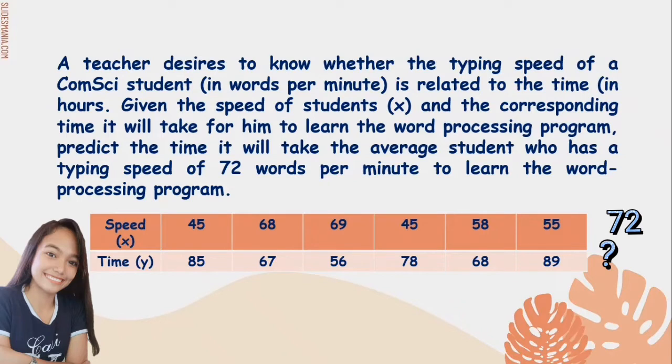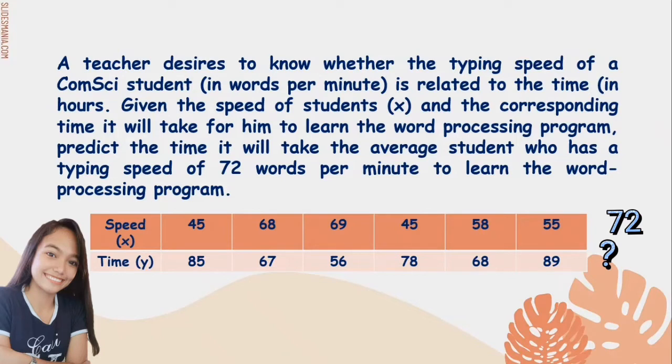So, ang speed natin dito is x and the time is y. Then, ang student dito is 1, 2, 3, 4, 5, 6. So, there will be 6 students. So, yung speed dito is yung 45 ay siya yung words per minute. Then, yung 85, yung natutunan niya word processing program within 85 hours.